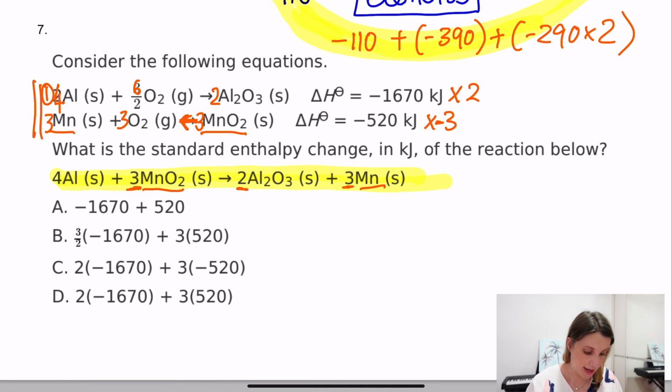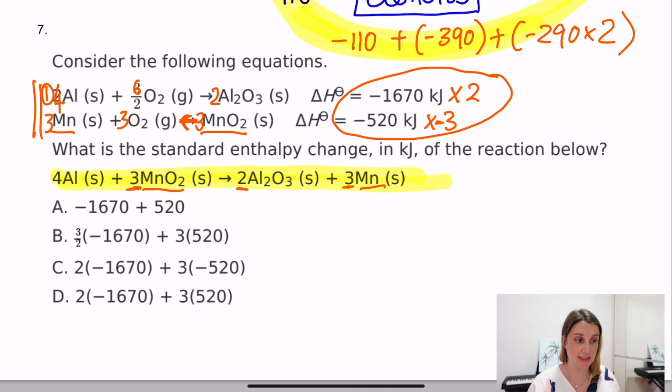Now what's cool about this is that if you basically just add both of these equations together, you would get the highlighted equation that I've got written here. So in order to get the enthalpy change, all that I need to do is to add all of these numbers together. So overall, that should give you D, because I need 2 of the minus 1670, and then I'm going to add that to 3 times plus 520.